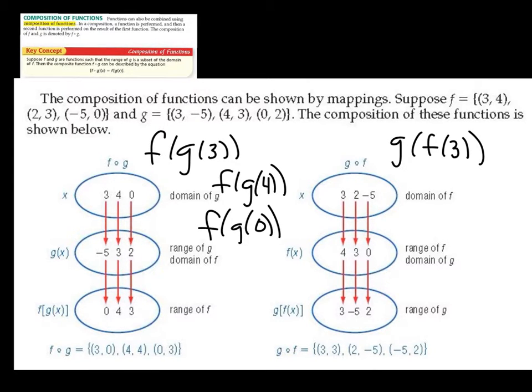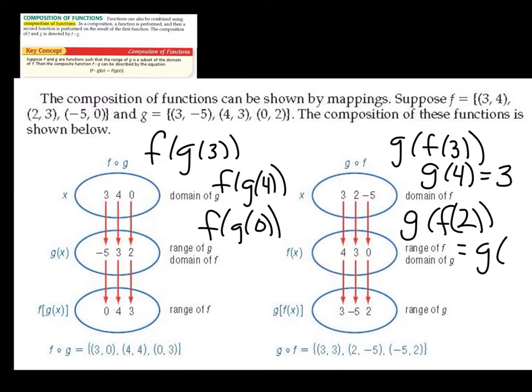Now we're going to start with the other way around, do g of f of 3. So f of 3 is 4, g of 4 is 3. So that's how they get from 3 through 4 back to 3. So the ordered pair is (3, 3). To do g of f of 2, looking at the f function, if we put in 2, we get out a 3. So then we just need to evaluate g of 3, and we're going to get out negative 5.